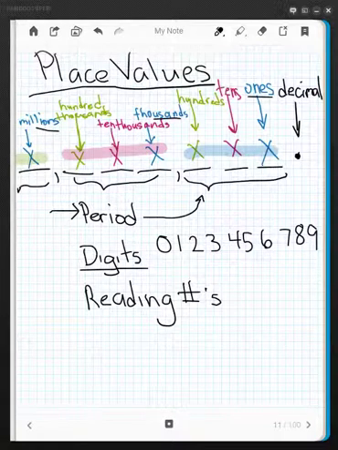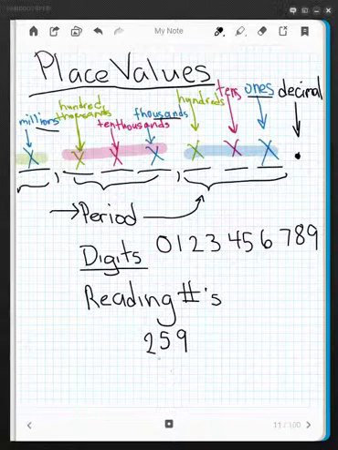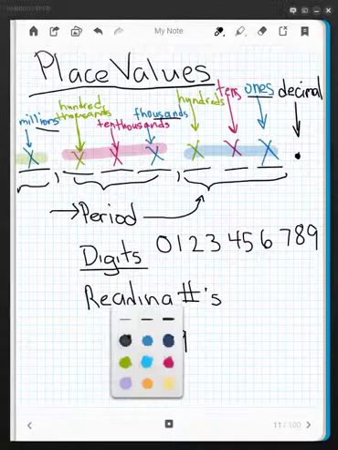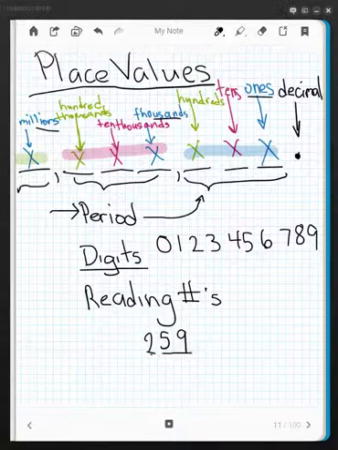So let's just go ahead and create a number in this first period. I'm going to put a 2, a 5, and a 9. And the way that I read this is 200, and then I read the two numbers here, 59. So we don't hear the period name in here, but we do hear the hundreds value, the tens value, and then combined with the ones value.